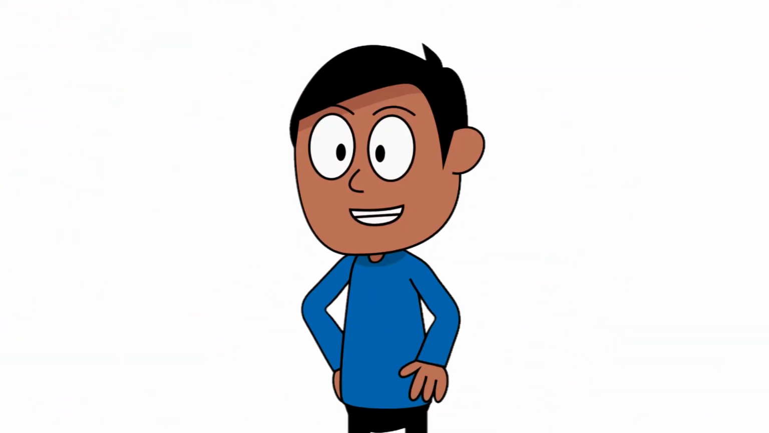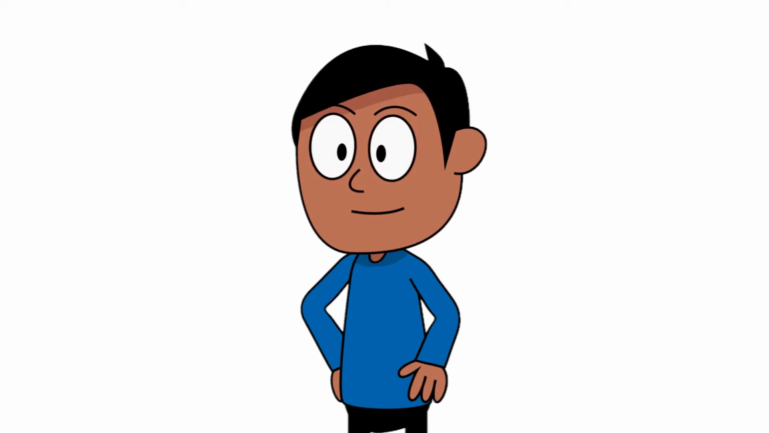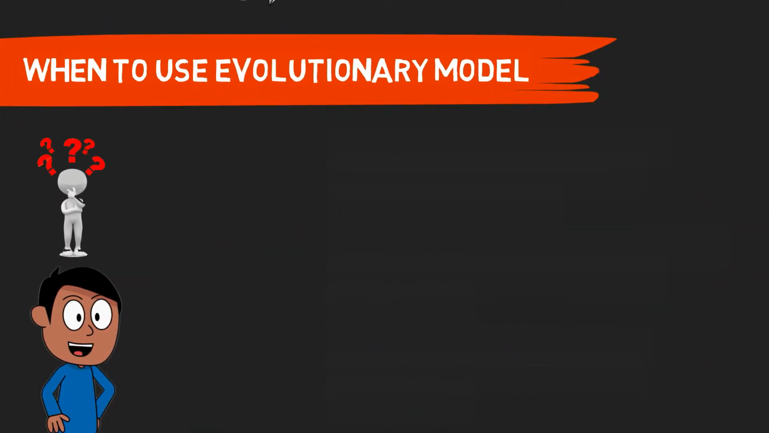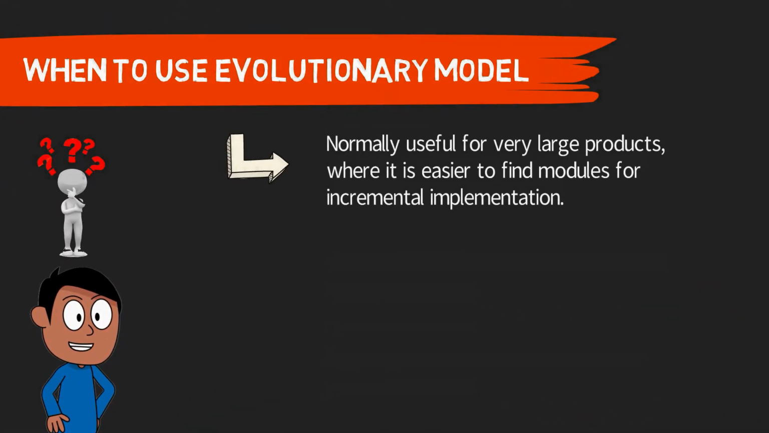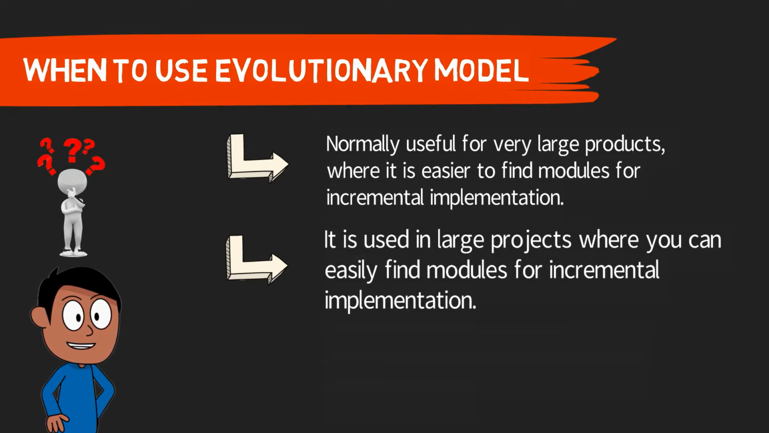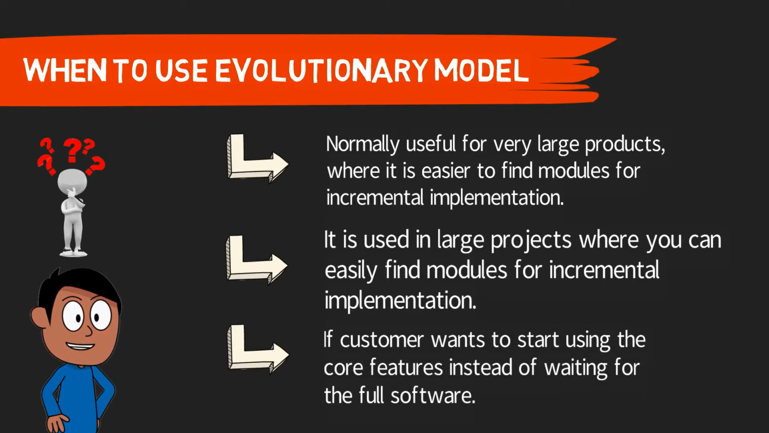And now we have learned about the meaning of the evolutionary model. Next, I'll be discussing why and when to use the evolutionary model. The evolutionary model is normally useful for very large products where it's easier to find modules for incremental implementation. It is used in large projects where you can easily find modules for incremental implementation, and if the customer wants to start using the core features instead of waiting for the full software.